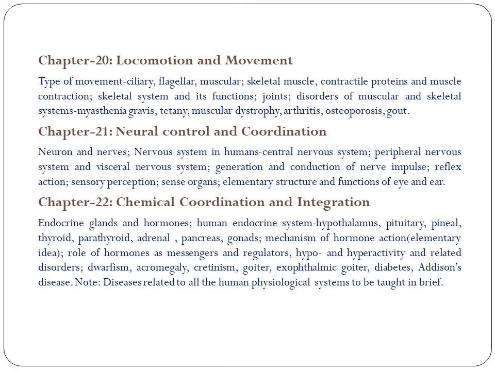Then the last, that is chapter 22, that is chemical coordination and integration. You will learn about the endocrine glands and hormones, human endocrine system, hypothalamus, pituitary, pineal, thyroid, parathyroid, adrenal, pancreas, gonads, mechanism of hormone action. Then the roles of hormones as messengers and regulators, hypo and hyperactivity and related disorders, dwarfism, acromegaly, cretinism, goiter, exophthalmic goiter, diabetes.